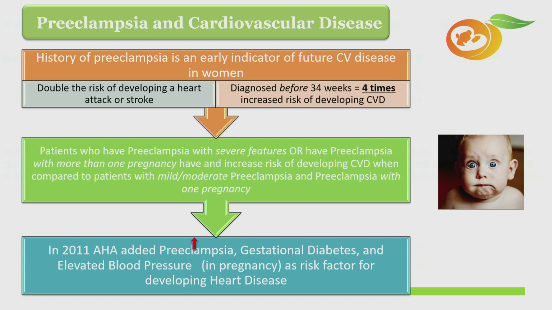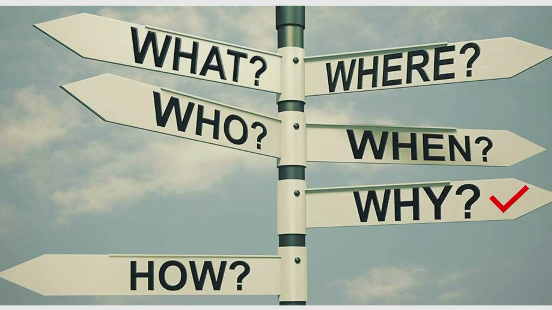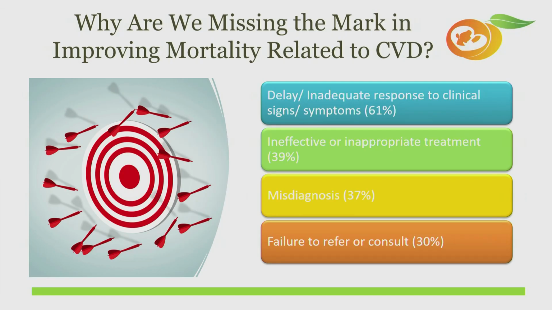Patients with preeclampsia that had severe features, or have had preeclampsia in more than one pregnancy, do have an increased risk as well compared to those who had mild or moderate or did not have preeclampsia. In fact, in 2011, the American Heart Association added preeclampsia, gestational diabetes, and elevated blood pressures in pregnancy as risk factors for developing cardiovascular disease. So if we know this, and we know that this is a leading cause of death, how is this still happening, and why does it continue to be at the top of the reasons that our moms are dying in Georgia?